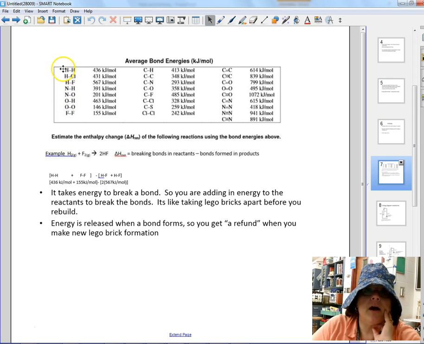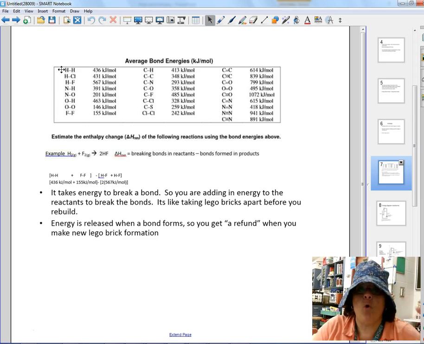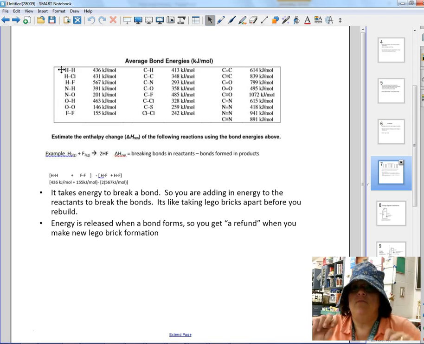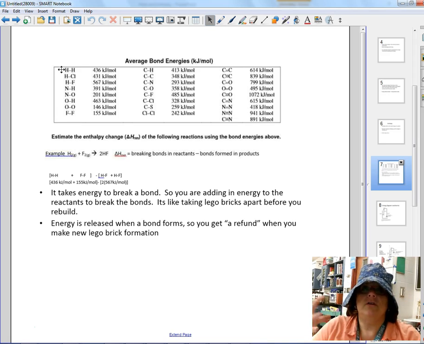You can see up here, hydrogen bonded to another hydrogen has an energy of 436 kilojoules for every mole. So for every mole of hydrogen bonded to another hydrogen, if you were to break all those bonds, you would need 436 kilojoules of energy. Hydrogen and chlorine, same story, 431 for 1 mole.